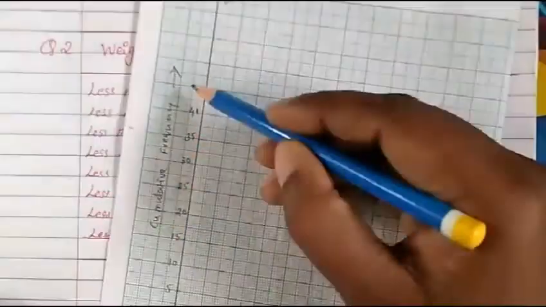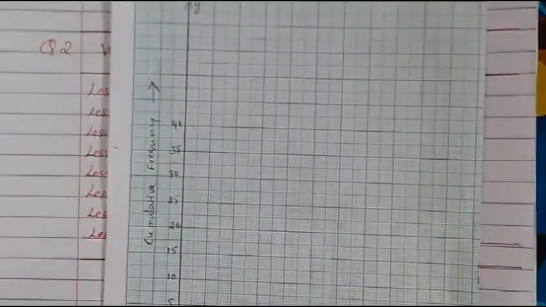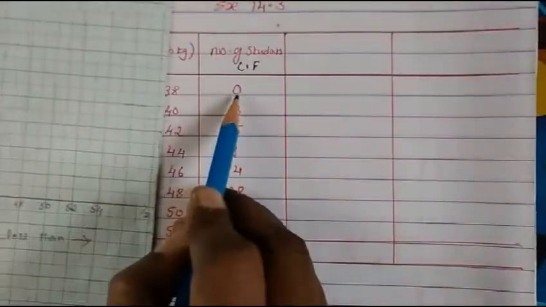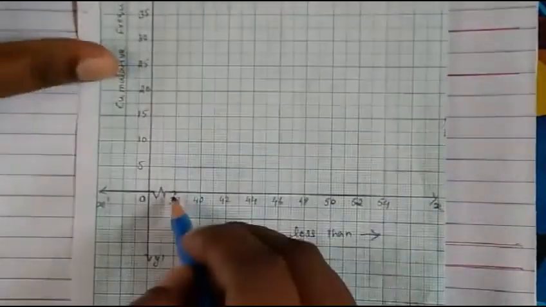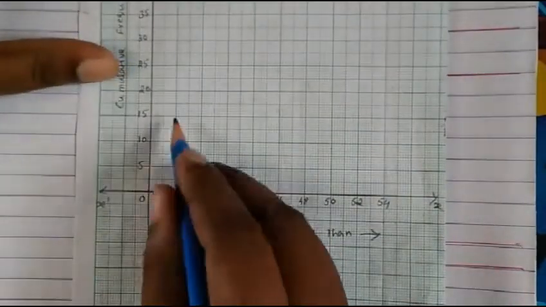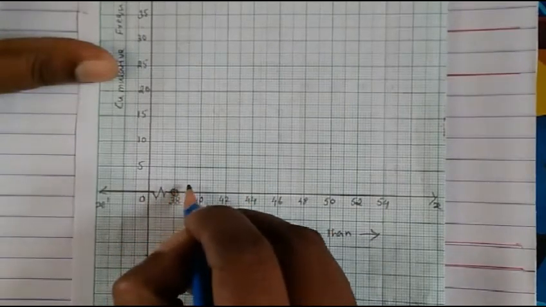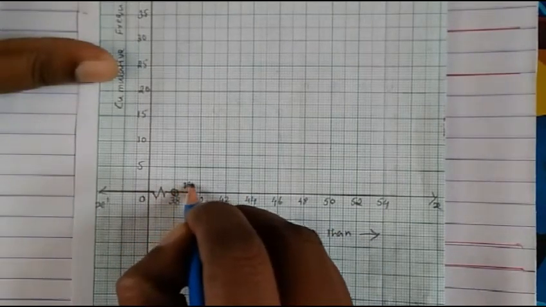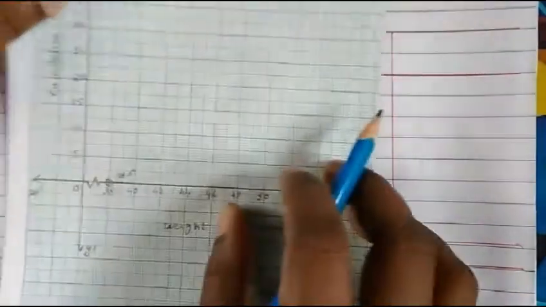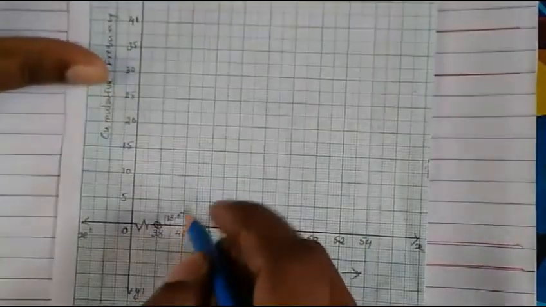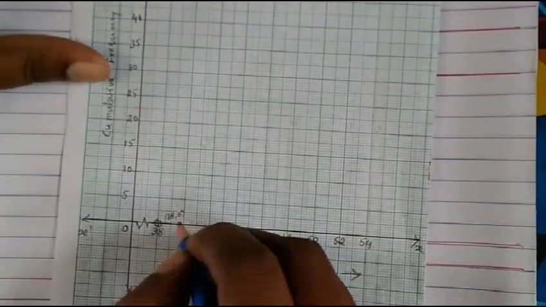So I have written the cumulative frequency on the y-axis. Now let's plot the graph. 38, 0. So 38 is here on the x direction, and 0 is here on the y direction. So this is 38, 0. Then 40, 3.